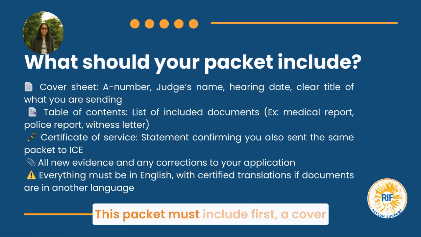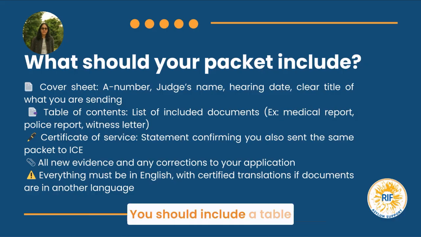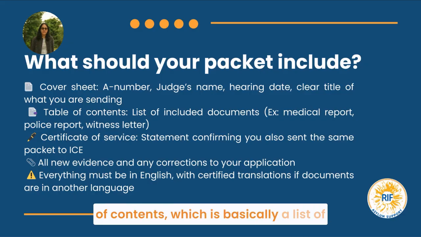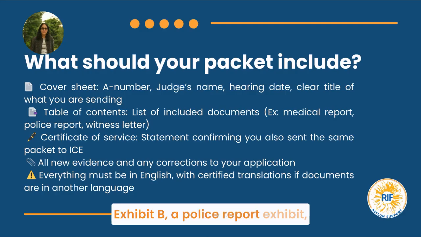This packet must include: first, a cover sheet, which is a simple page at the front that has your A number, the name of your judge, the date of your next hearing, and a clear title that describes what you are sending. Next, you should include a table of contents, which is basically a list of the documents you are including. For example, Exhibit A, a medical report; Exhibit B, a police report; Exhibit C, country condition article, and so on.